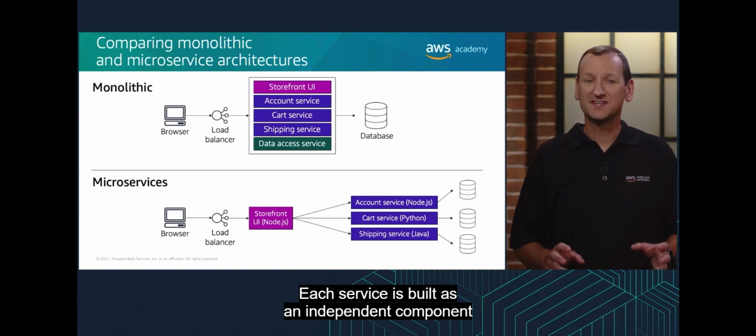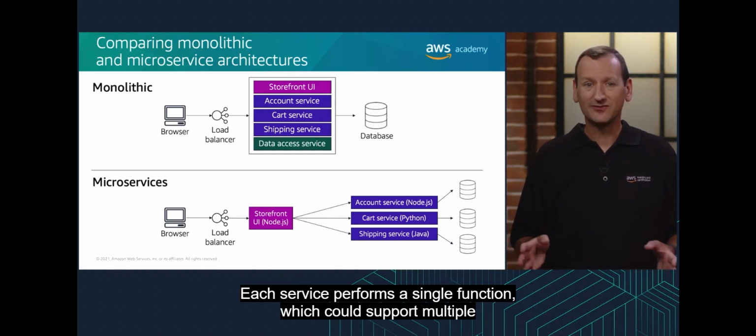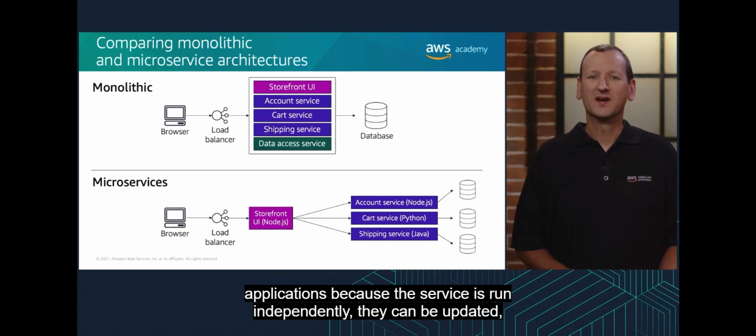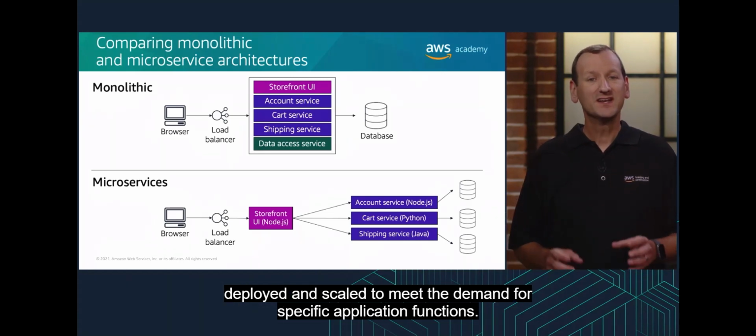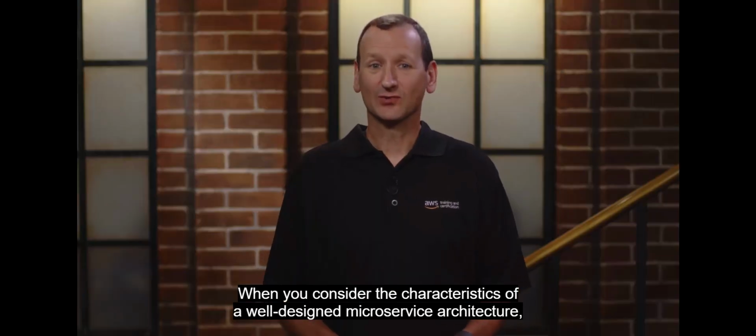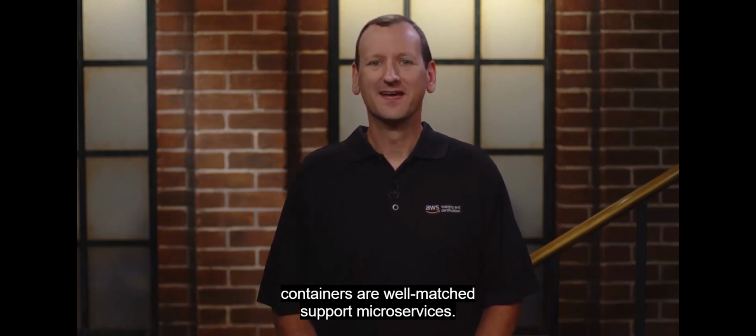Now, consider having the same applications run in a microservice architecture. Each service is built as an independent component, which communicates by using lightweight API operations. Each service performs a single function, which could support multiple applications. Because the services run independently, they can be updated, deployed, and scaled to meet the demand for specific application functions. When you consider the characteristics of a well-designed microservice architecture, containers are well matched to support microservices.